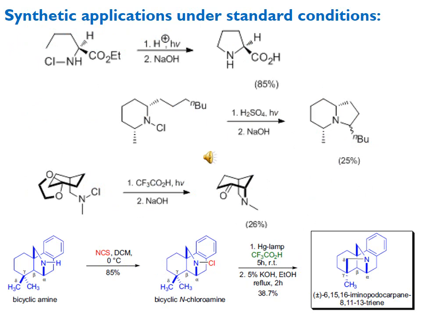Here are some synthetic applications of this HLF reaction. First we discuss the standard conditions. The standard conditions mean strong acid conditions, thermal or sun ultraviolet radiation, and in the last step the use of base for the workup. Here you can see the first example in which an N-chloroamine bearing an ester moiety is treated in the basic condition, and we get the 5-membered ring in a very good yield of 85%.